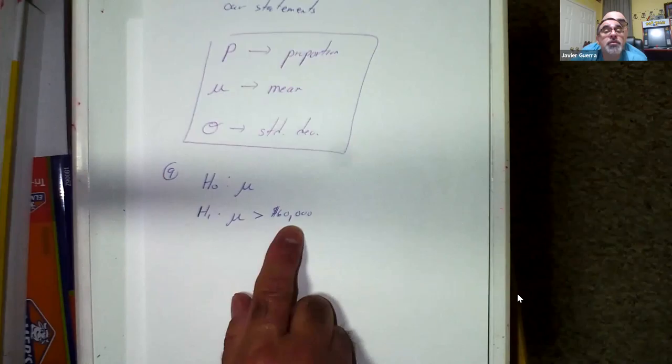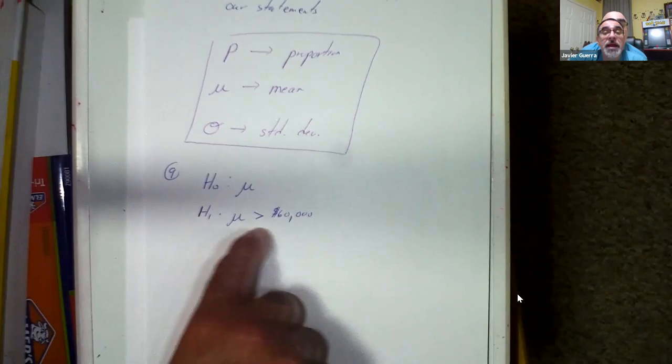So that's the number that I'm going to put on my screen. Mu is greater than 60,000. So that's what was given to me in that sentence. That line right there was given to me. Now I got to figure out what the other one was. What is the other one?